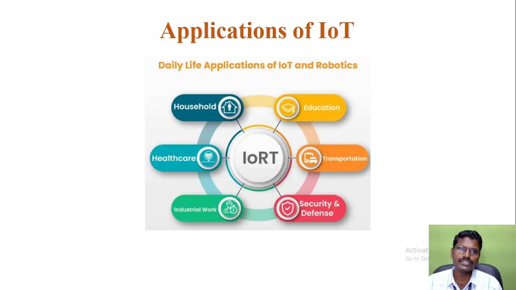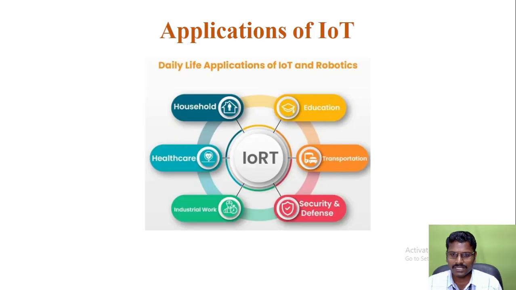Even the customer can check whether the truck is traveling in the right path, in the right way, and when it can reach approximately that particular destination. So everything can be updated on the internet with the help of IoT. Next, it is applied in security and defense. It is even used in military applications. Then industrial work. In industry, as I told earlier, in 4.0 and 5.0, the role of IoT is very crucial.